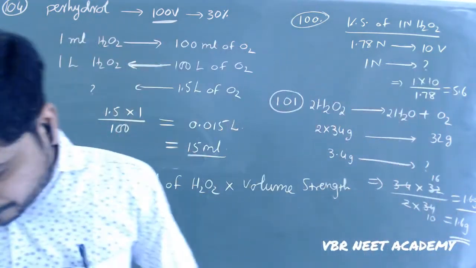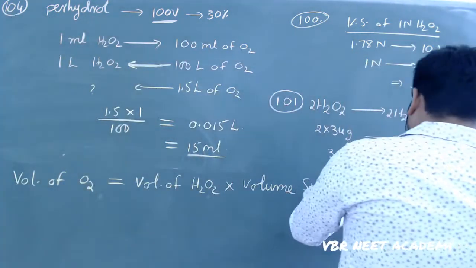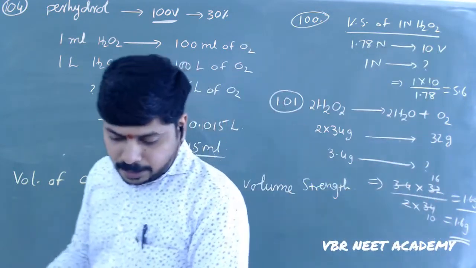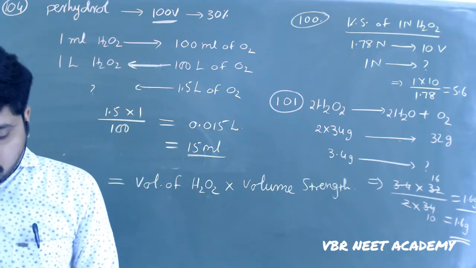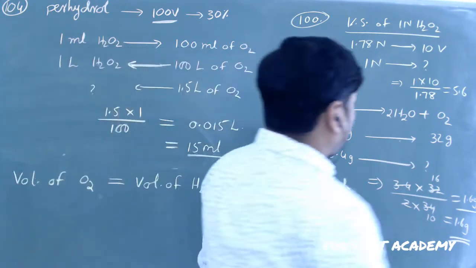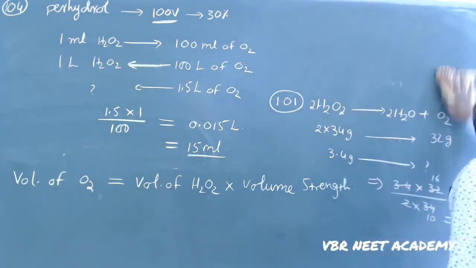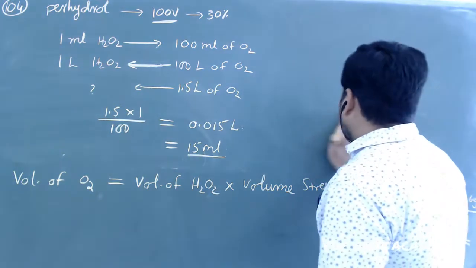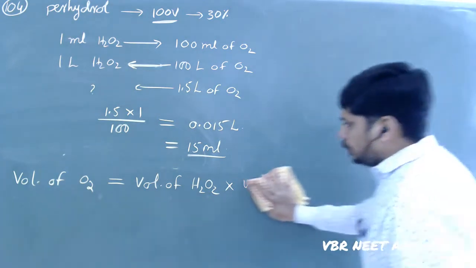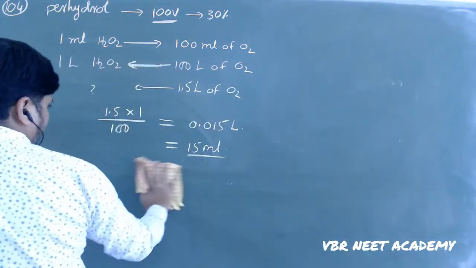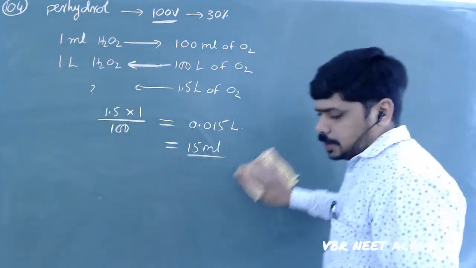And next one, question 105. What is the 105th question? They are asking for the weight of H2O2 present in 560 ml of 20 volume H2O2 solution, approximately. How to get the weight of H2O2? Normally the molecular weight of H2O2 is 34 grams. They have given the volume strength and they are asking what will be the weight of that particular substance.